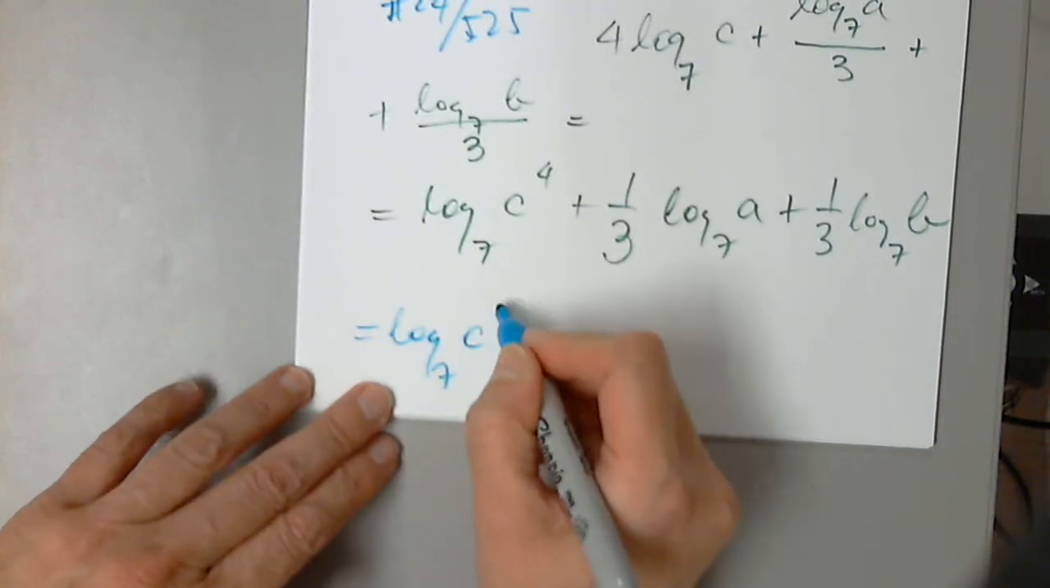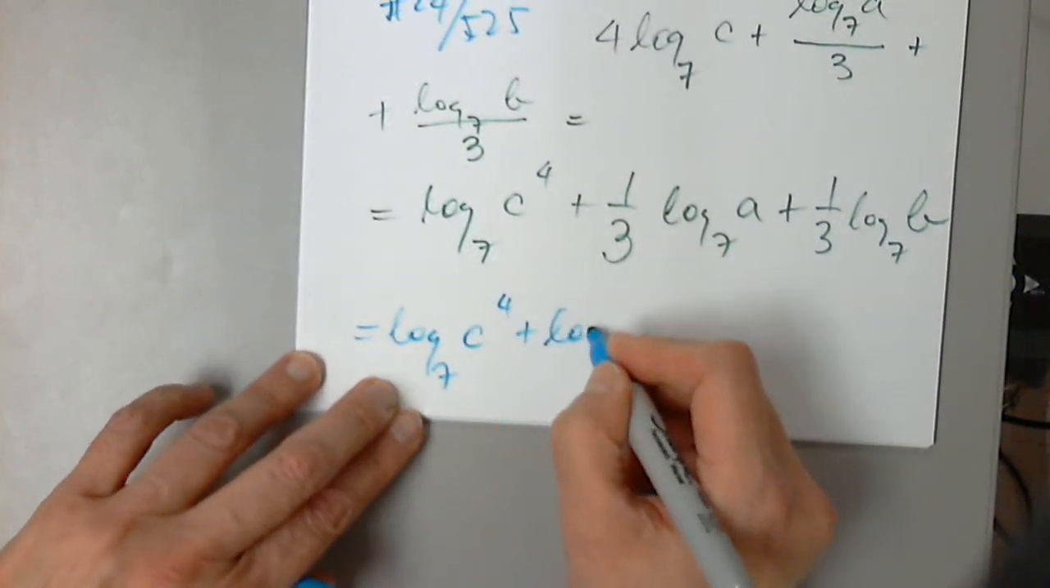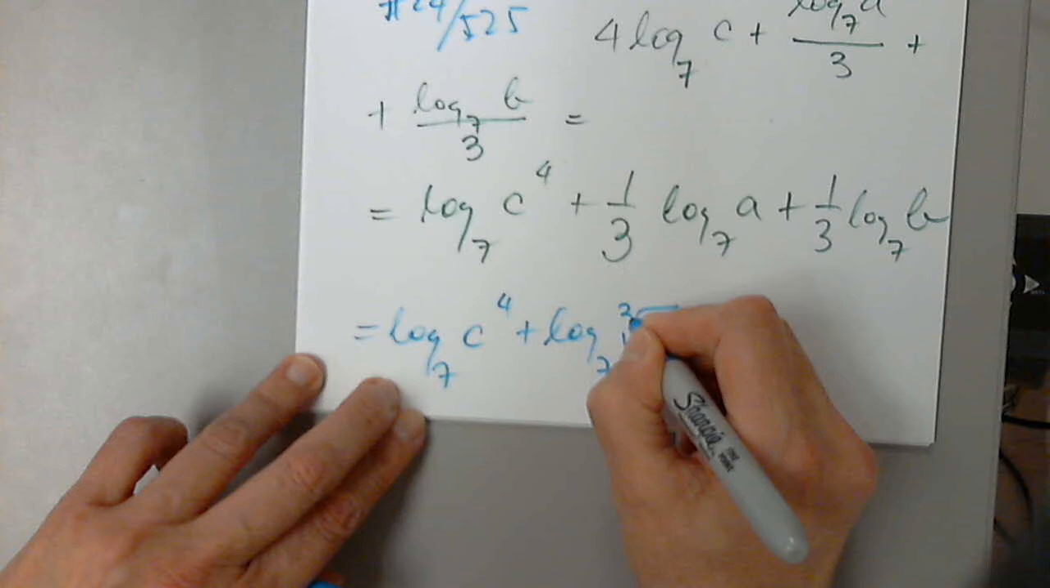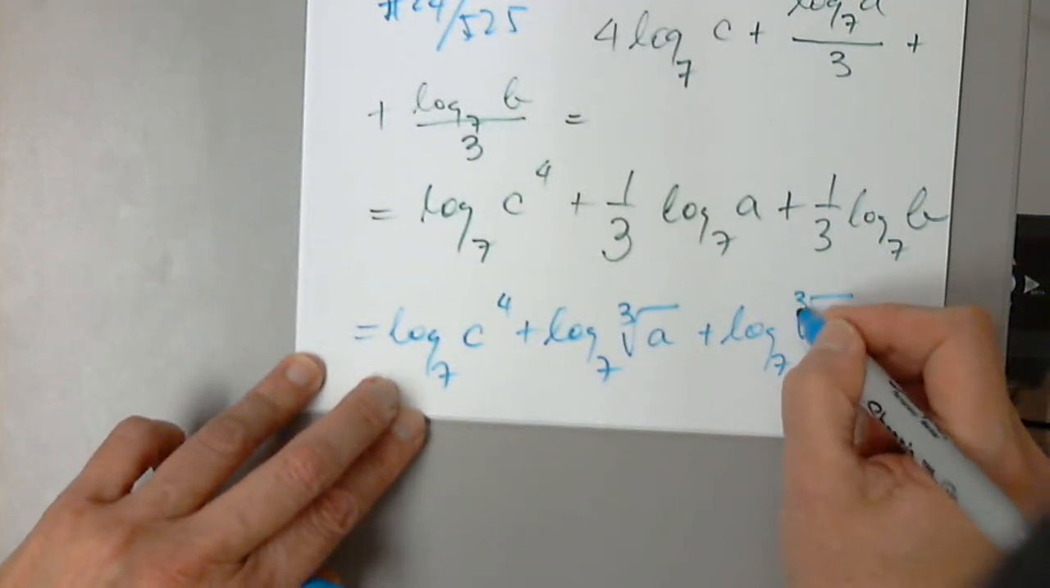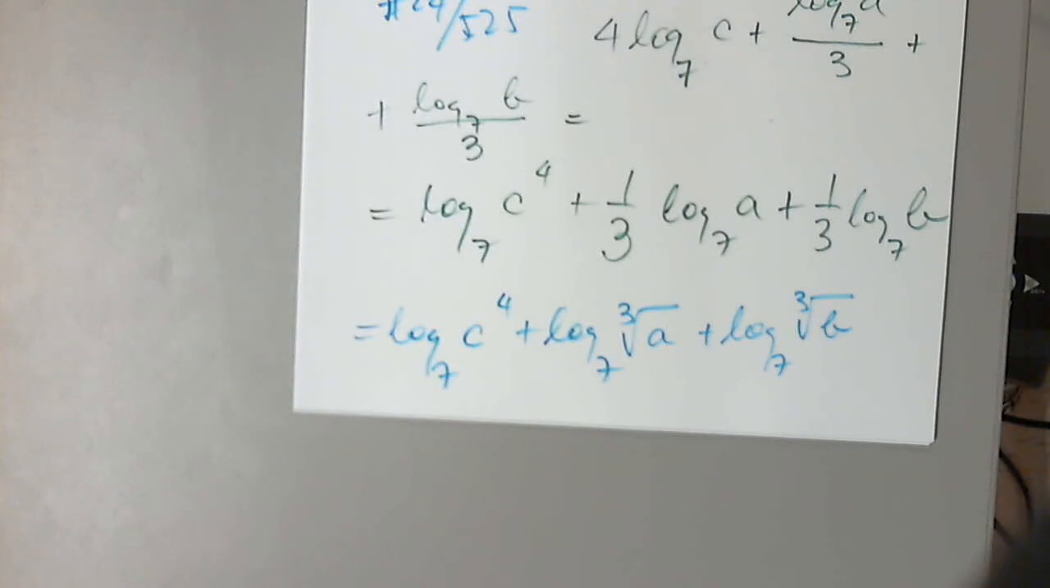So then we have log base 7 of c to the 4th plus log base 7 of the cube root of a plus log base 7 of the cube root of b. So now here's a question for you. How come I couldn't just, since they are all added, multiply? I can't.